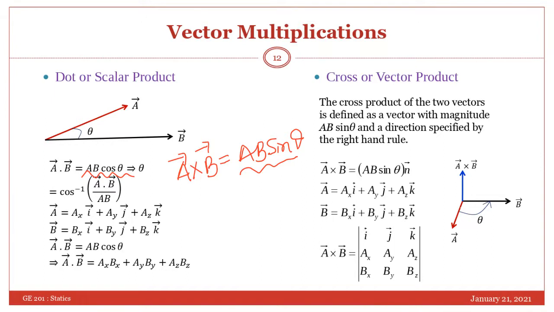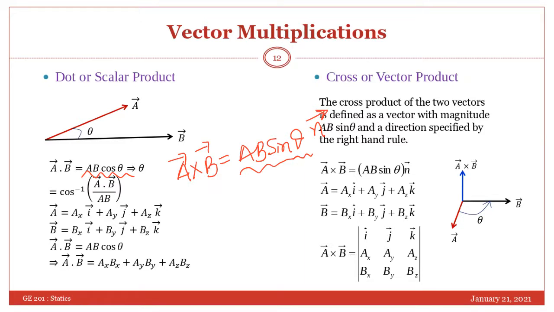Now you have to show this as a vector. So can anyone help me with how to show a magnitude as a vector? In the morning class we discussed. We multiply by the unit vector. Very good. If you have a magnitude and you want to convert it into a vector, you just have to multiply by the unit vector of the direction. So the unit vector of the direction, I'm writing vector n. Okay. So this is the unit vector of the direction.